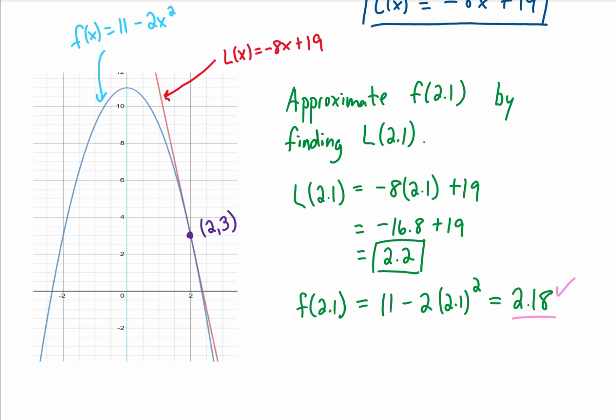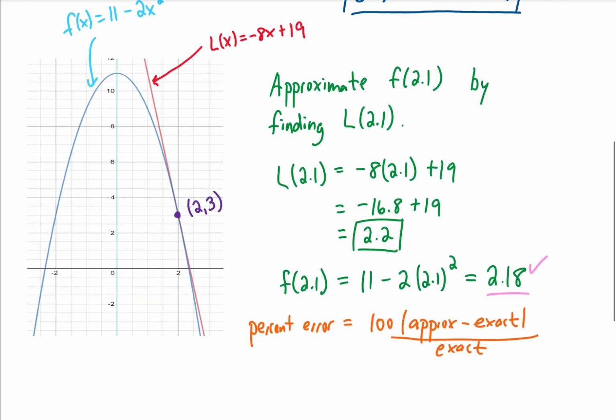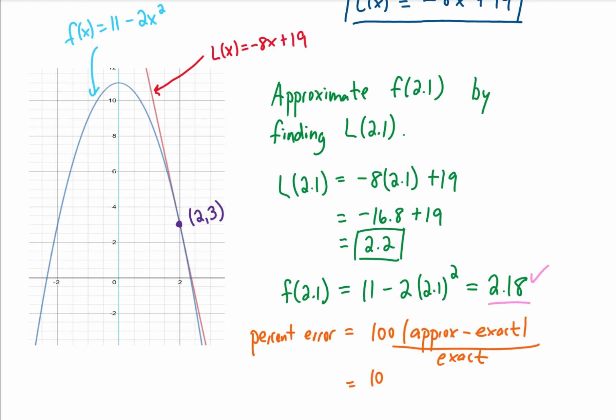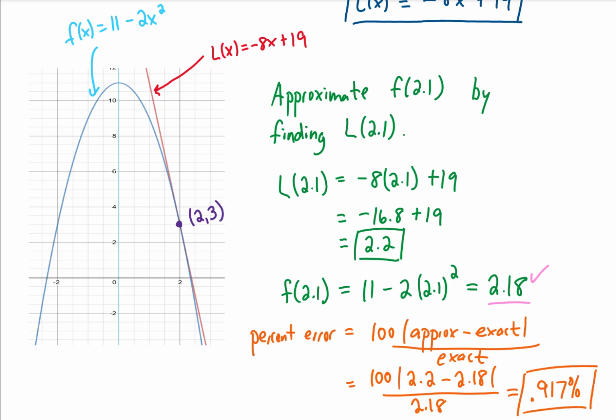For the last part of this problem, we're going to compute the percent error in using this linear approximation versus the exact value of the function. And to do that, we will use the following formula. So I'll make just a little bit of room, and we can plug the approximate value that we got, that was 2.2, and the exact value of the function, which was 2.18, into our formula. And when I do that, I get 0.917% error in the approximation that we made to the actual value of 2.18.